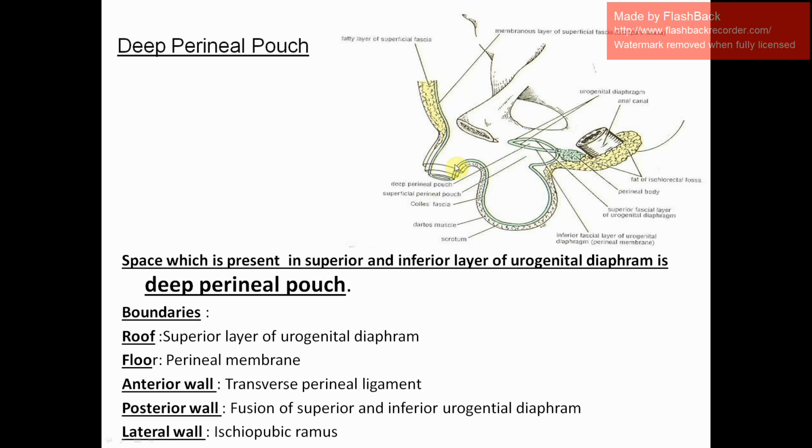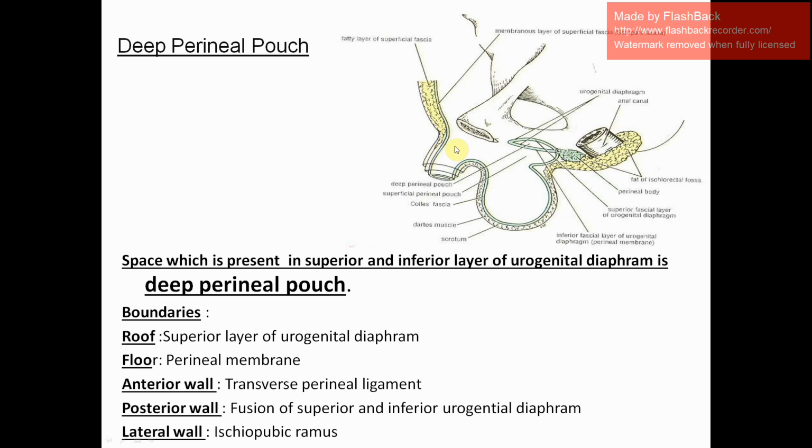The superficial and the deep perineal boundaries: this is the anterior abdominal wall. As you know, the anterior abdominal wall has the layers: the skin, the superficial fascia, and it is devoid of deep fascia. This superficial fascia contains two layers, that is the fatty layer of superficial fascia, then the membranous layer of superficial fascia, which is Scarpa's fascia. So this is the Scarpa's fascia.